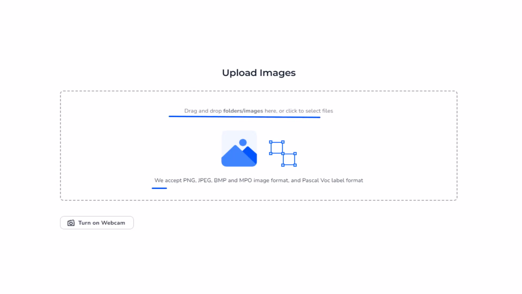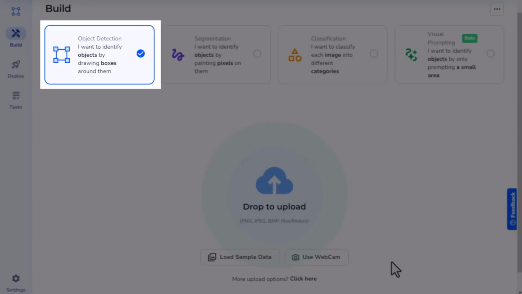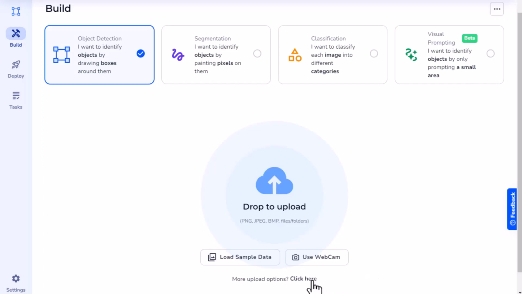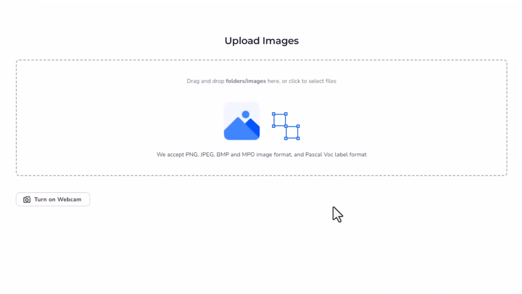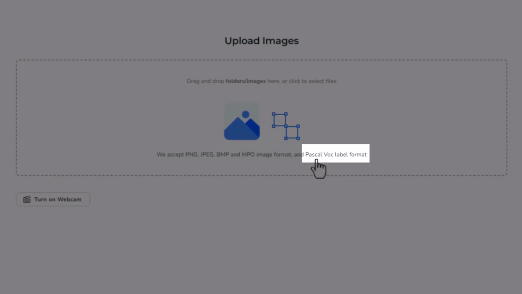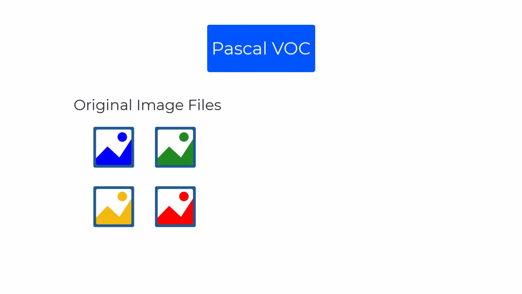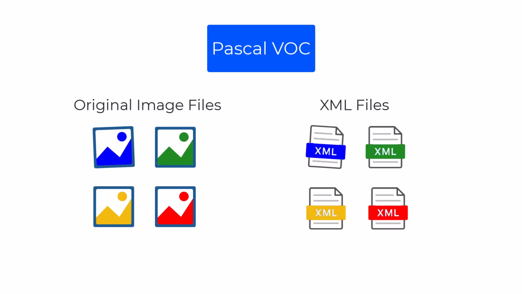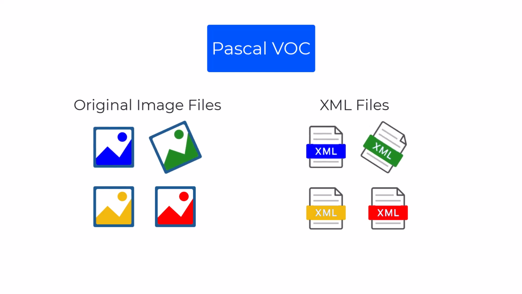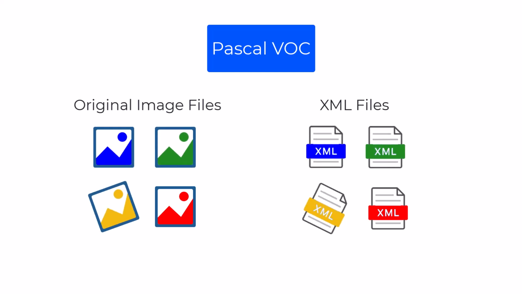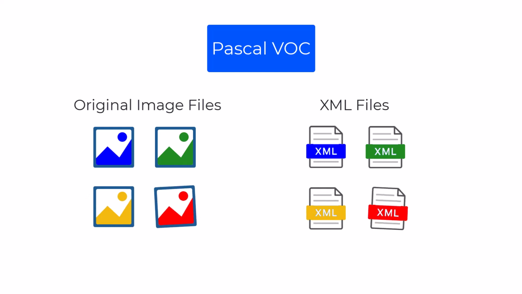LandingLens offers many options for uploading images to your projects. If you have an object detection project, you can upload pre-labeled images directly into your project. These images need to be labeled in the Pascal VOC format. This format involves uploading the original, unlabeled image and a corresponding XML file that tells LandingLens where each label is on its associated images and what the name of the class is.